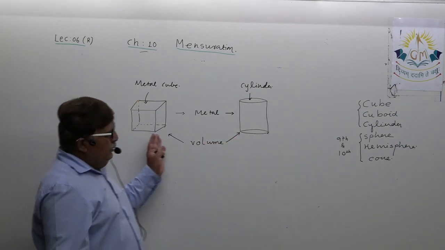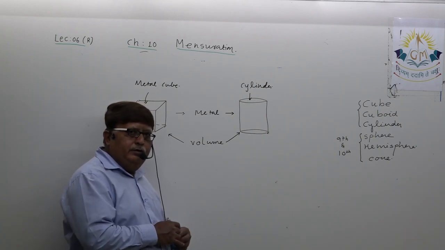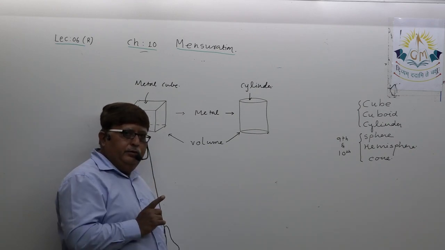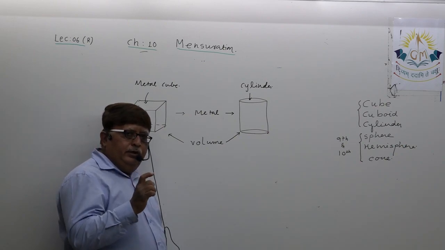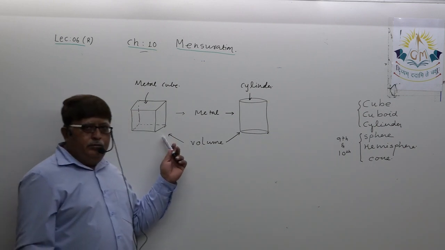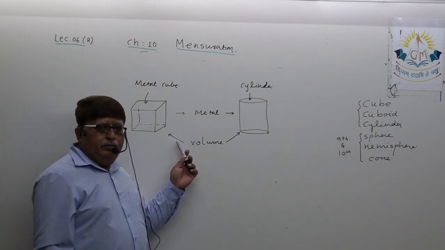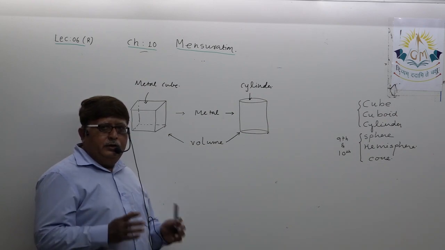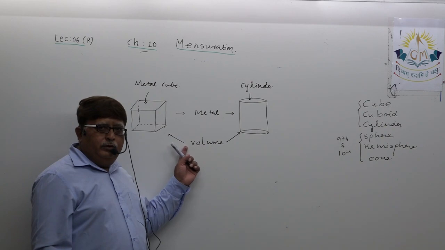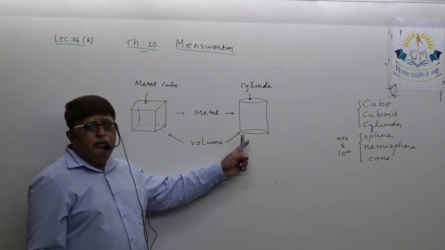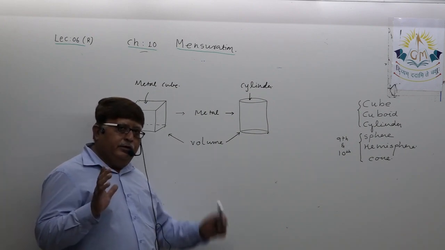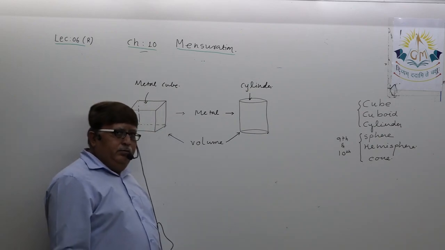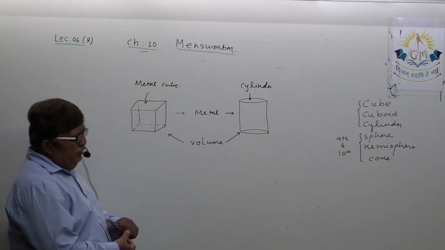What I told you, when one solid converts into another solid, volume remains the same. Here, if such an example is given that a metal cube is melted and converted into a cylinder, that means the volume of the cube is equal to the volume of the cylinder. This concept you have to remember when I solve one more example. Okay, dear student, is it clear in your mind?